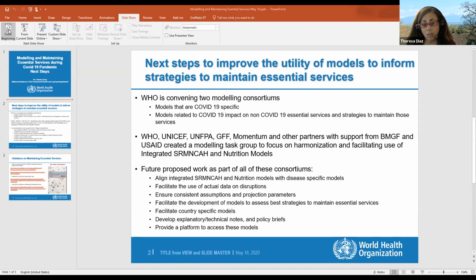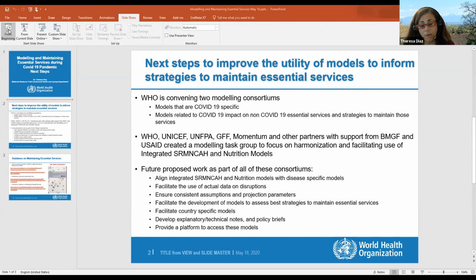Between WHO, UNICEF, UNFPA, GFF, Momentum, and other partners with support from Bill and Melinda Gates and USAID, we have a modeling task force group to focus on harmonization and facilitating use of integrated SRH, MNCH and nutrition models. I mean, LiST is one model, but there are several other different models out there, some in sexual reproductive health, and we want to try to bring those together with the other modeling that's taking place. And this is a subarm, I would say, of that modeling group on essential services that I spoke about at WHO.